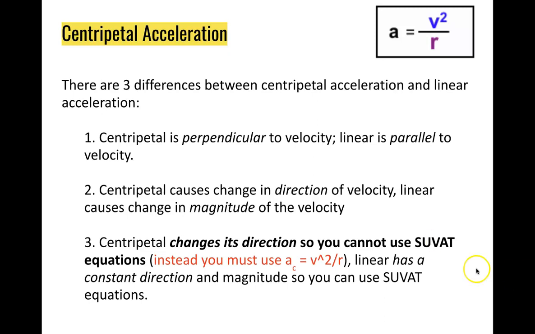And so we can't use our Suvat equations, so we have to use just this acceleration equation that relates the velocity of the object moving in a circle, that's circular velocity, and the radius of the circle. So when we have something in linear motion, accelerating because it's falling, or a car driving on a road in a straight line, we can use our Suvat equations, but here in circular motion, not so much.